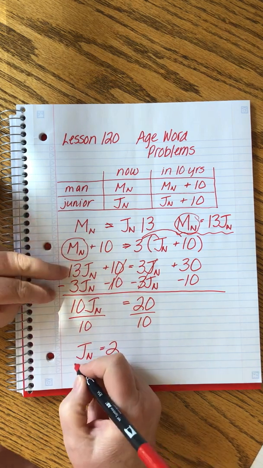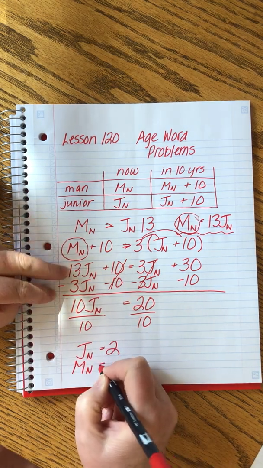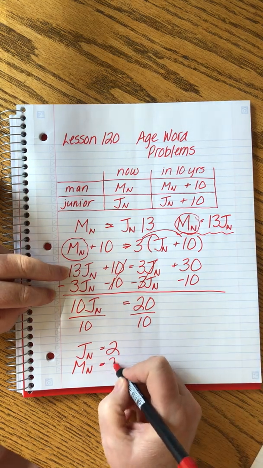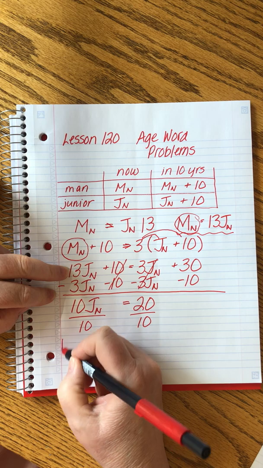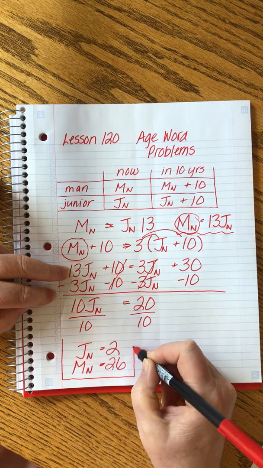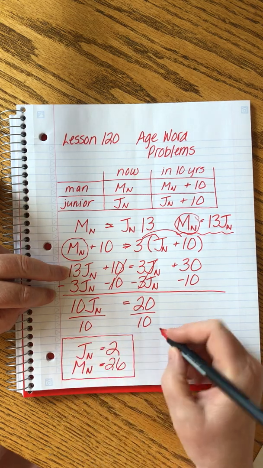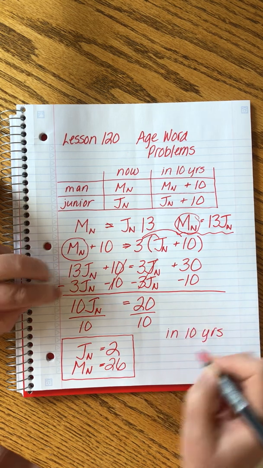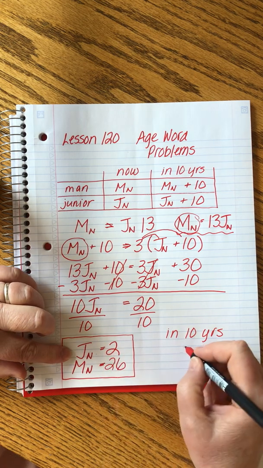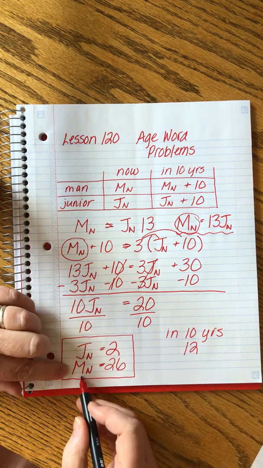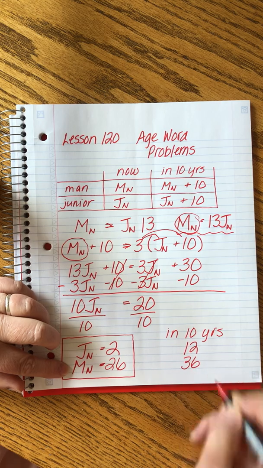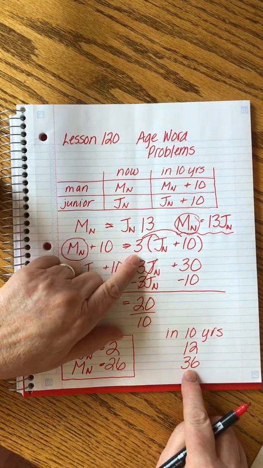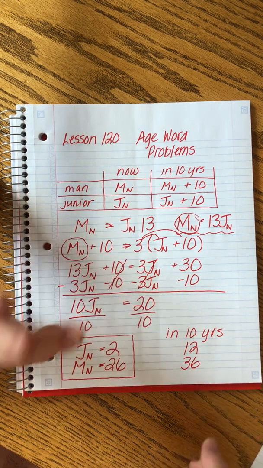And then we need to find the man's age now. It's 13 times Junior's age, so that's 26. Yay. And then just for fun, we can see that in 10 years, Junior will be 10 years older. He'll be 12, and he will be 36. And sure enough, John told us that in 10 years, the man would be 3 times older, and 3 times 12 is 36. So it all works out.